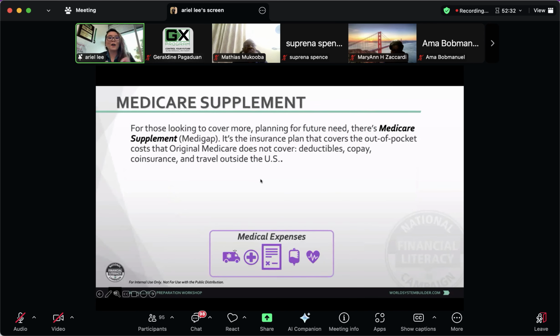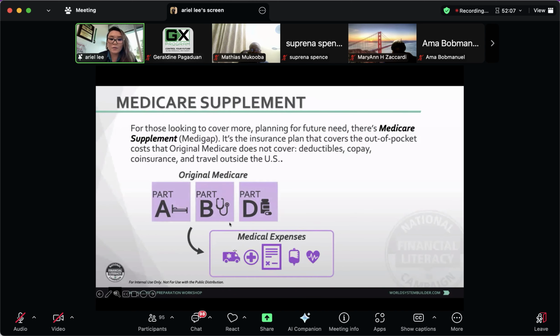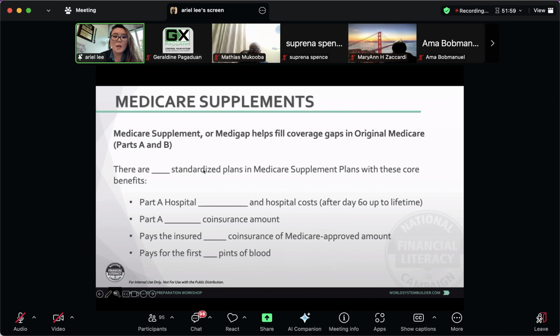So who will be helping you pay that expense, right? That's why we also have something called the Medicare supplement. It's the insurance plan that will help cover the out-of-pocket costs that original Medicare does not cover. Okay, the deductible, copay, co-insurance, and if, knock on wood, something happens when you're traveling outside of the US, that's something that some of the plans can also help cover. We have the original Medicare, and then we can buy the Medicare supplement to help cover the difference. Okay. So here's the fill in the gap, okay?